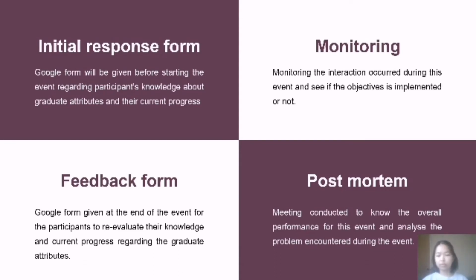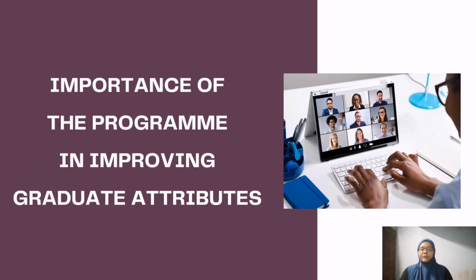After that, during the program, we will do monitoring. We will monitor the interaction that occurs during this event and see if the objective is implemented or not. After that, at the end of the event, a Google form will be given for the participants to re-evaluate their knowledge and current progress regarding the graduate attributes. Lastly, a postmortem will be done. A meeting will be conducted to know about the overall performance of this event and what kind of problems we encountered during this event.